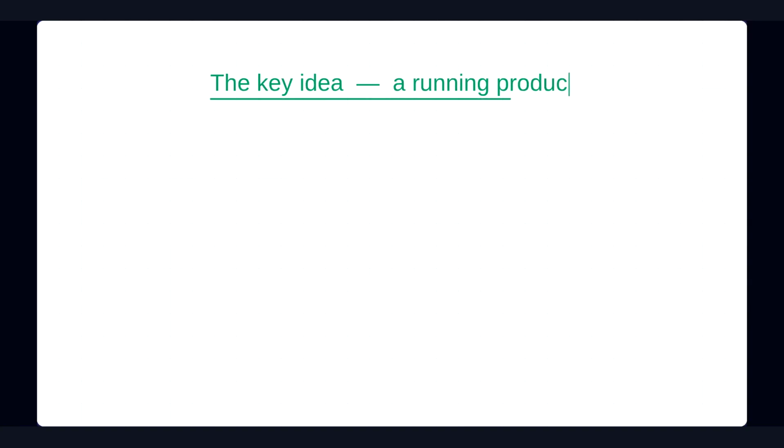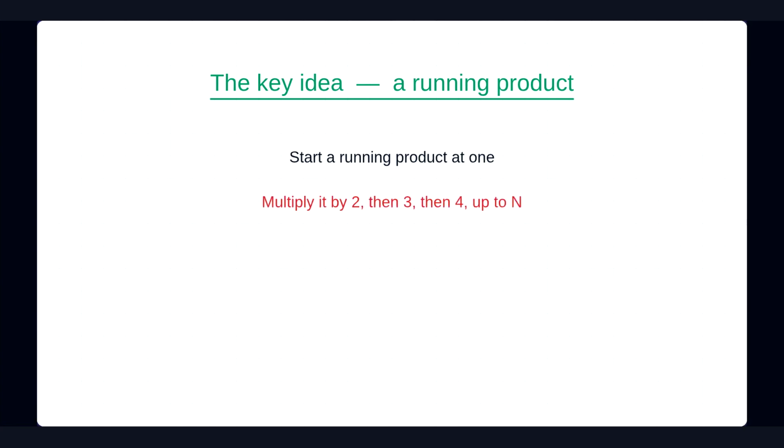The approach is a simple running product. We start with a result of 1, because multiplying by 1 changes nothing and gives us a safe starting point. Then we walk from 2 up to n, multiplying the result by each number along the way. When we reach n, the result holds the full factorial. Starting at 1 also neatly handles 0 factorial, which is defined to be 1.